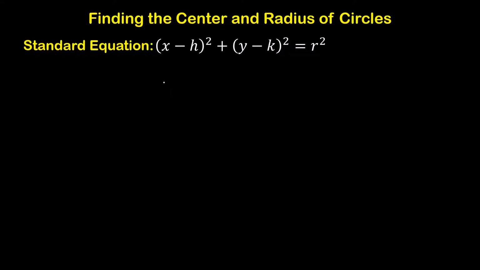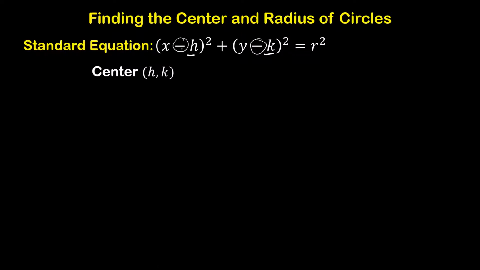From this given standard equation, the center of the circle is the ordered pair (h, k). So this means that your h is your x coordinate and your k is your y coordinate. Now, you need to be careful here because the sign of your h and k will depend on the operation or symbol inside the parentheses.